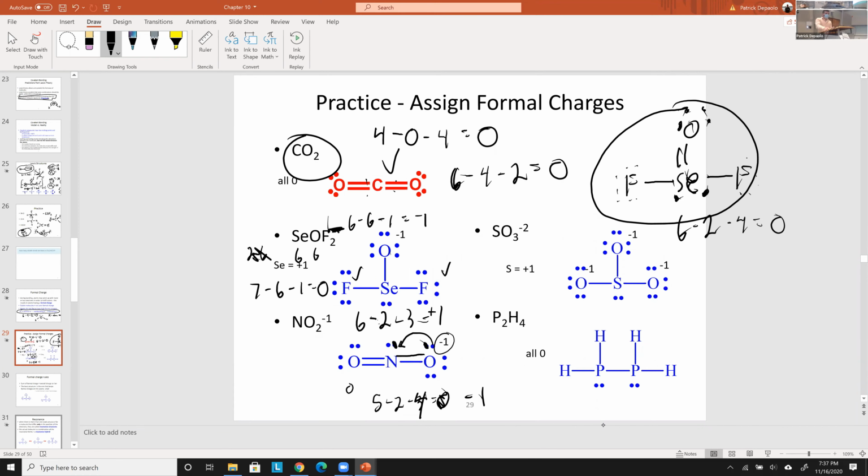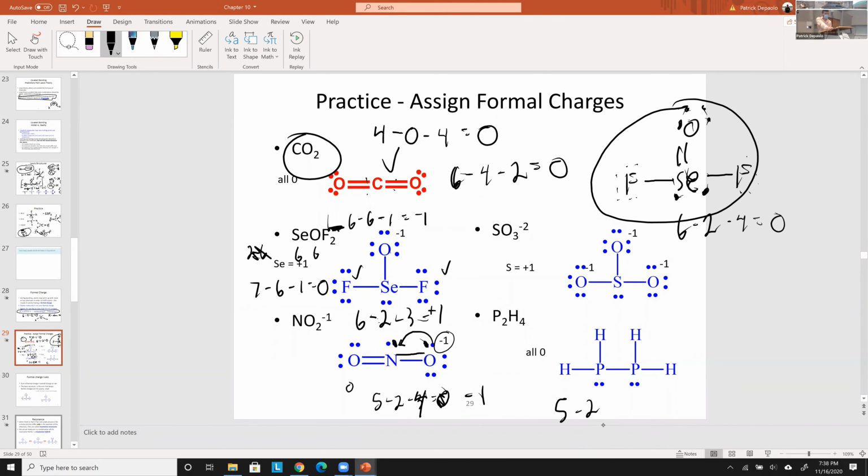Okay, next one, P2H4, they're all 0. And let's calculate the one for phosphorus. So 5 minus the non-bonding, which is 2, minus the bonds, which is 3, equals 0. So that's good. Okay, so that's how you do formal charge. Is there any questions on how you calculate the formal charge and what our goal is with calculating formal charge? We want to minimize things. Minimize the formal charge. No? All right.